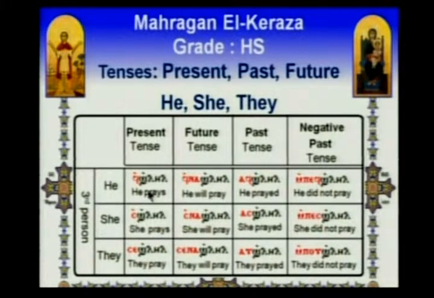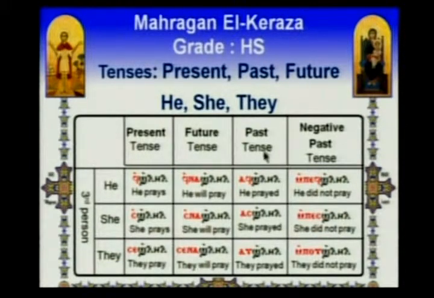For the future, you add na. It's a very simple rule. So instead of F eshlil for the present, it is F na eshlil for the future. S eshlil becomes Esna eshlil, and Se eshlil becomes Sena eshlil.